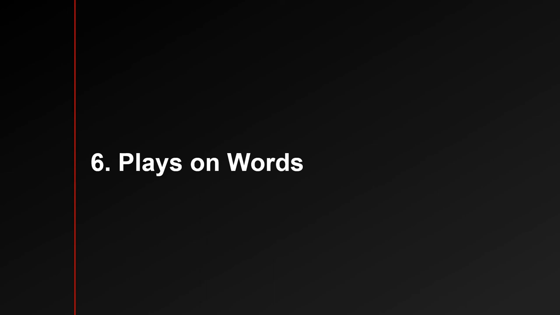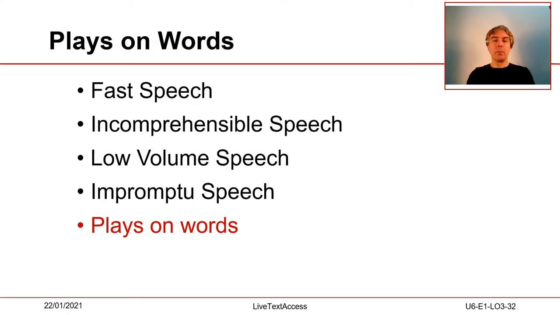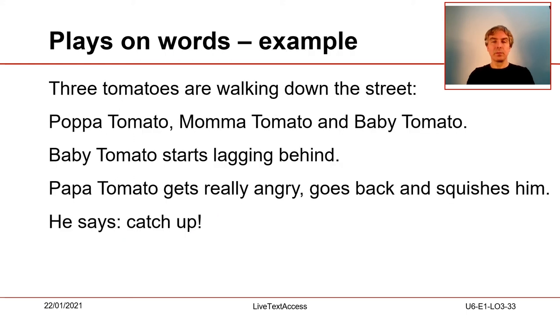Section 6. Plays on words. Plays on words are really terrible to type for many reasons, especially if you have to subtitle them live. In the movie Pulp Fiction, Uma Thurman tells a joke to John Travolta, which says, three tomatoes are walking down the street, Papa Tomato, Mama Tomato, and Baby Tomato. Baby Tomato starts lagging behind. Papa Tomato gets really angry, goes back and squishes him and says, catch up.